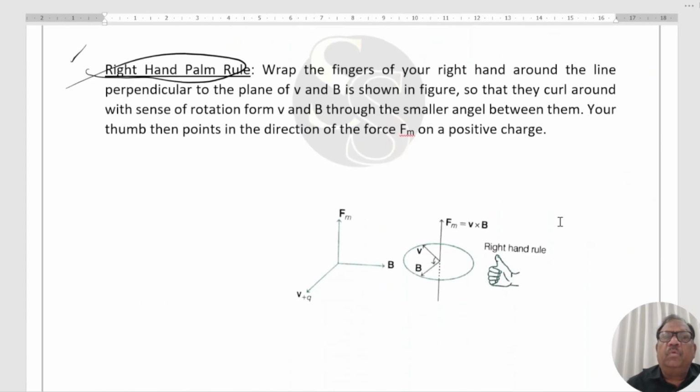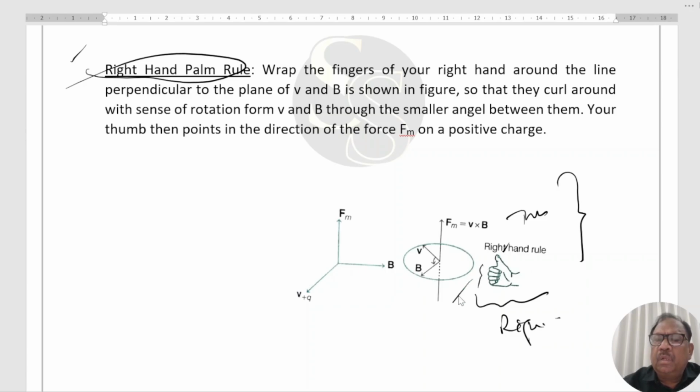The other one is the right hand palm rule. Right hand palm rule: the fingers of your right hand are wrapped around the line perpendicular to the plane of V and B, as shown in the figure like this. This is the right hand. This is the thumb. These are the fingers curling.